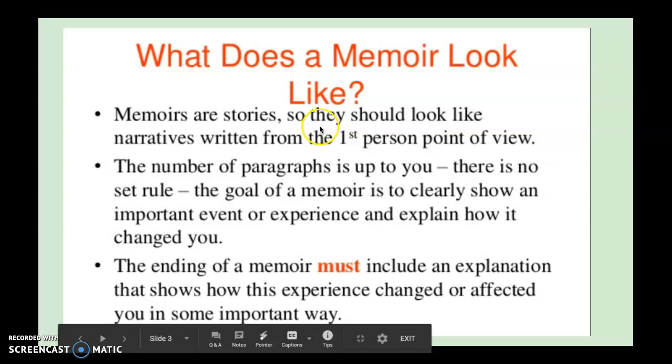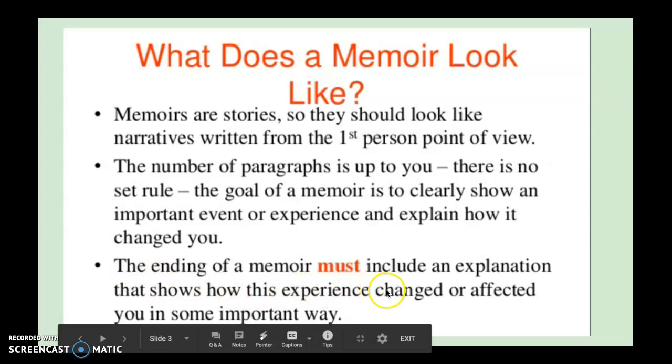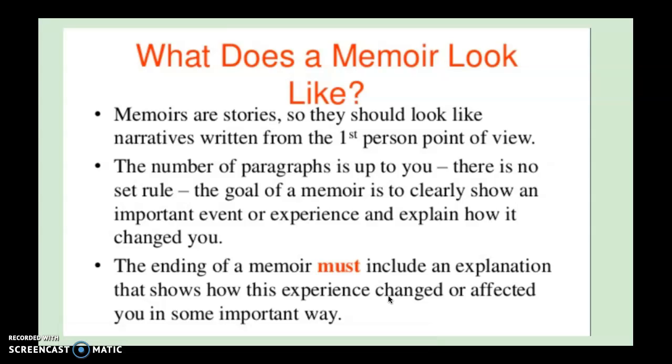Now, what does a memoir look like? First, a memoir is a story, so it should look like any other narrative written from a first-person point of view. Memoirs typically are written in paragraphs, and there's no rule on how many paragraphs a memoir should have. That's completely up to you as a writer. But the goal of a memoir is to clearly show an important event or experience and explain how it changed you. And then finally, the ending of a memoir must include an explanation that shows how this experience changed or affected you as the author in some important way.